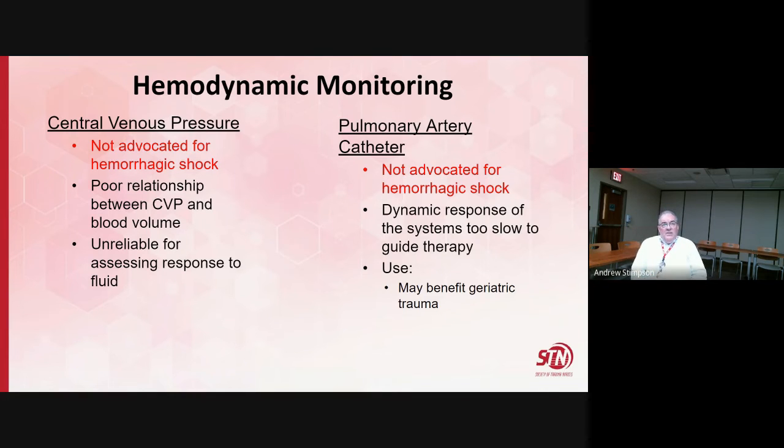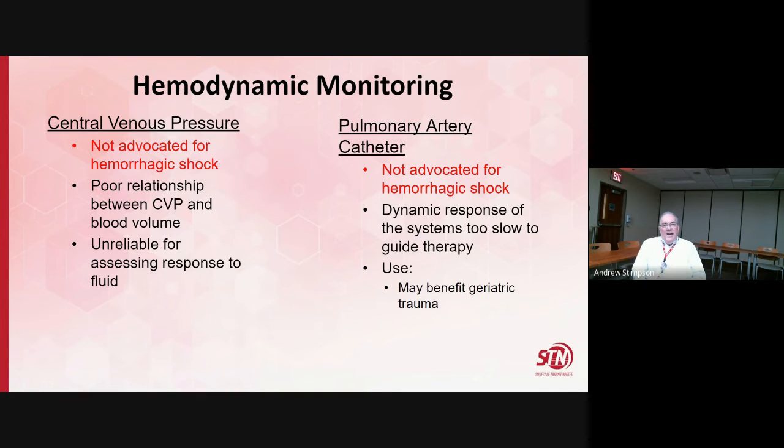So we don't usually use central venous pressure as a marker of fluid resuscitation status. This is not only true in trauma patients, it's true in all patients. So using central venous pressure as a measure of fluid status becomes very unreliable.